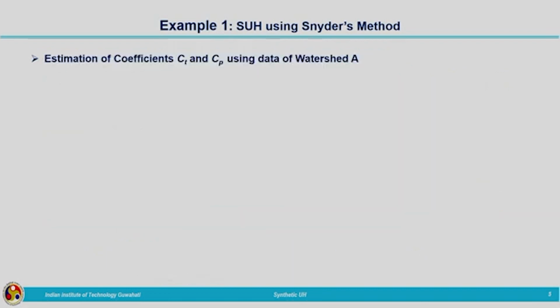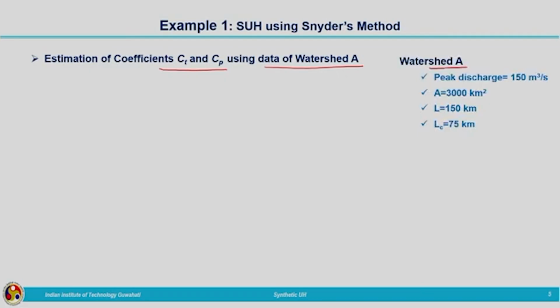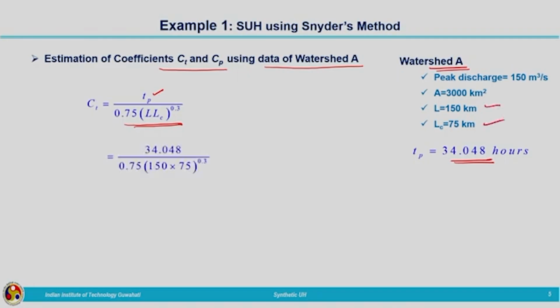Next step is to estimate the coefficients Ct and Cp using the data of watershed A. We have to make use of the data corresponding to watershed A, and the formula for Ct is given by Tp divided by 0.75 (L Lc) to the power of 0.3. Tp should be the value which we have calculated based on the modified formula, that is 34.048 hours. That we can substitute here, and also L and Lc for watershed A. So, once we substitute these values, we can calculate Ct as 2.765.